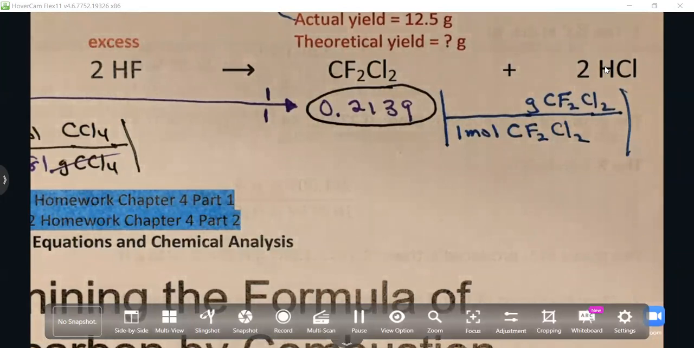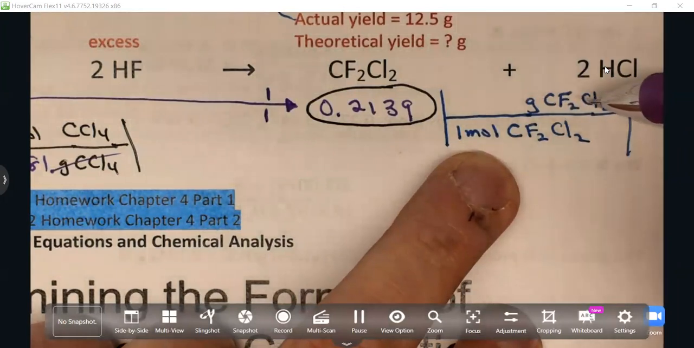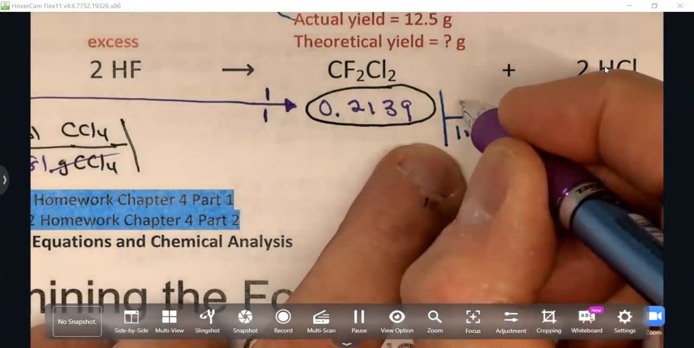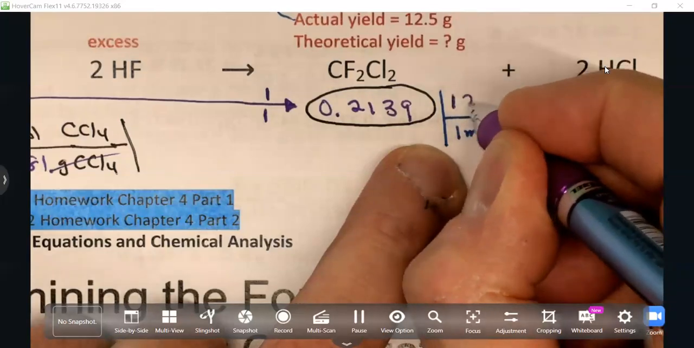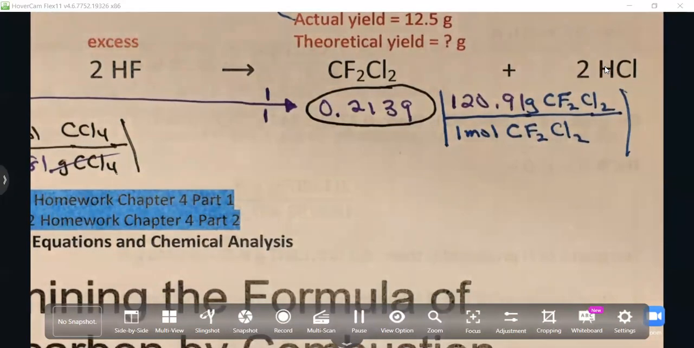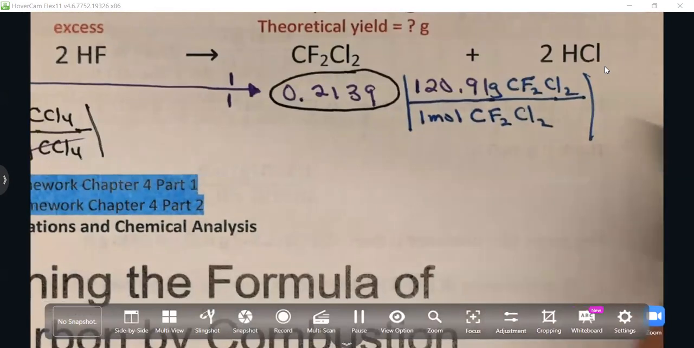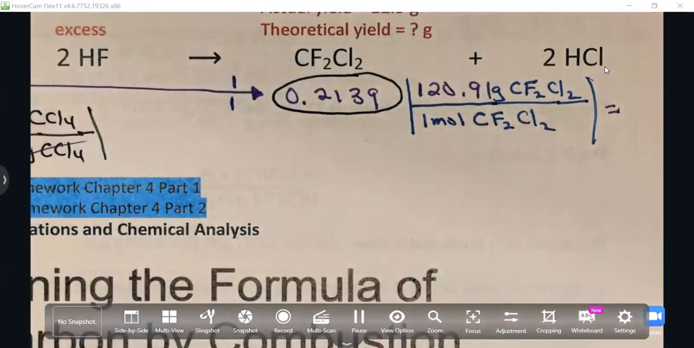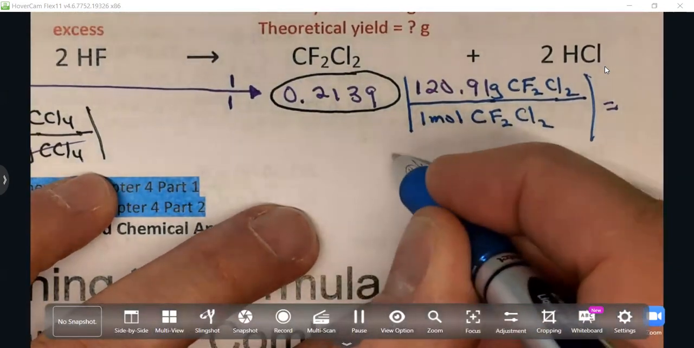How many grams do we get there then? How many grams per mole here? CF2Cl2. Somebody yell it out. 120.91. Yes? Yep. So 120.91. If we multiply that by whatever we have left in our calculator, we would get a theoretical yield of 25.86 grams, right?